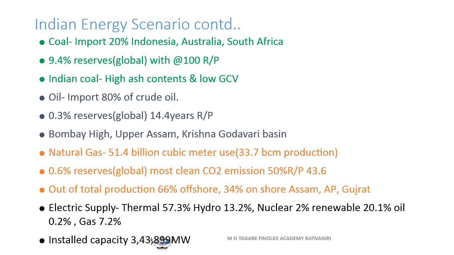Just 3 to 4 days back, you might have heard that a huge, massive pilot solar power plant was inaugurated by our PM in MP. So the government is keen on developing this solar energy more and more, so that our dependency on crude oil and coal gets reduced. The total installed capacity in India, as far as electricity is concerned, is 343 gigawatt. That is 3,43,899 megawatt.